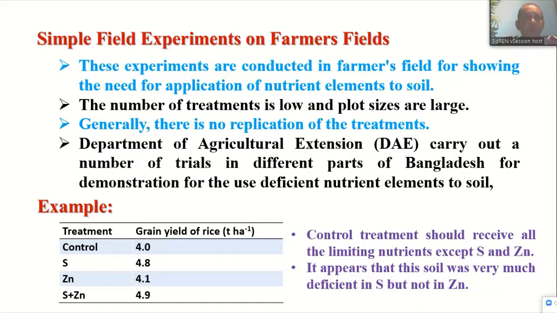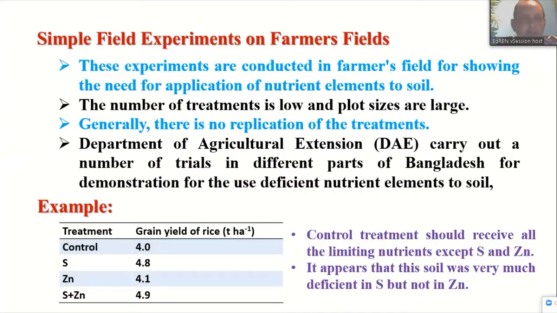So I would like to say something on simple field experiments on a farmer's field. In a farmer's field, there should be one thing compulsory, that is control, and another one is nutrient treatment.